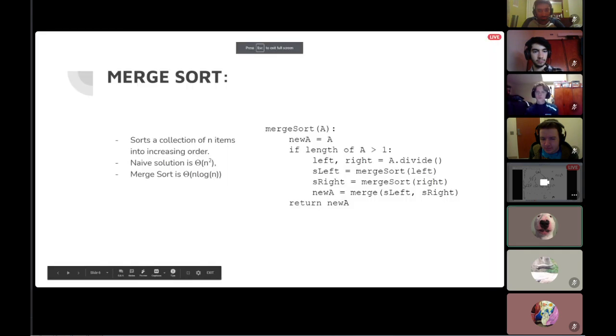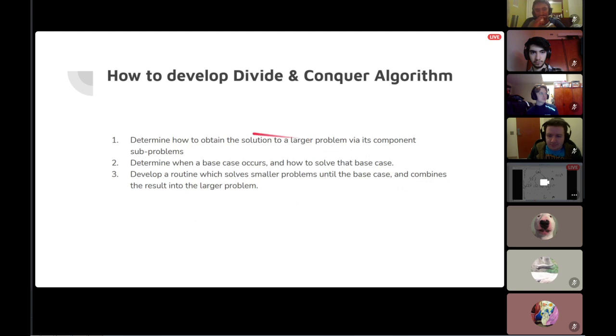All right, so you guys can see the presentation? Yeah. Okay, good. So now we're going to talk about how we develop our divide and conquer algorithms. Well, obviously the first part is you have to determine if divide and conquer is applicable. So if it is, your first step is to figure out how you can take solutions of the smaller problem and combine them into the bigger problem.